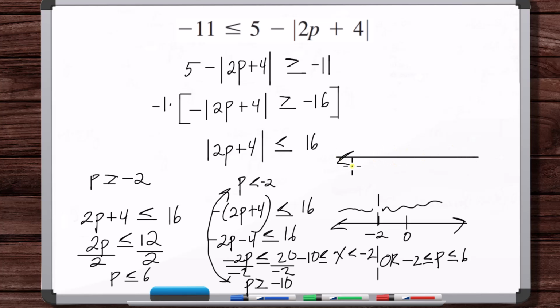So we've got, let's see, 6, minus 10, minus 2, 0. So, okay, minus 10 all the way to minus 2, then minus 2 all the way to 6, including 6. So it's just between minus 10 and 6, including the endpoints. That's it. So we can do this.